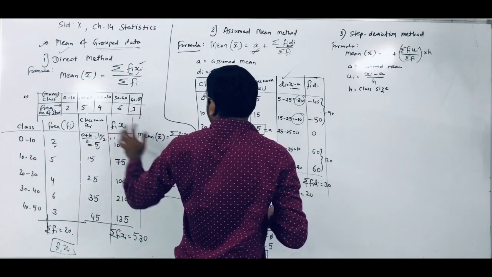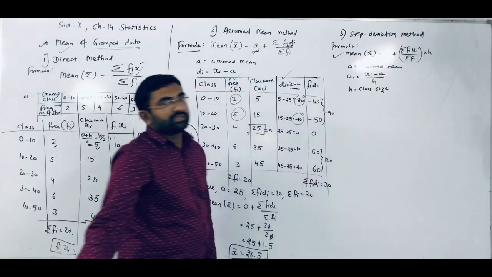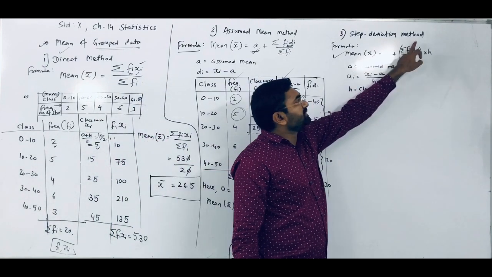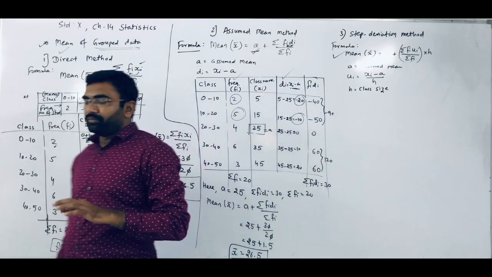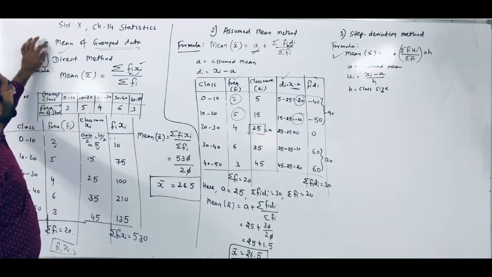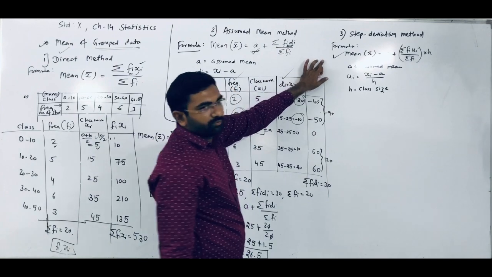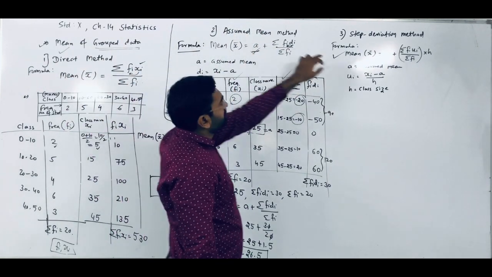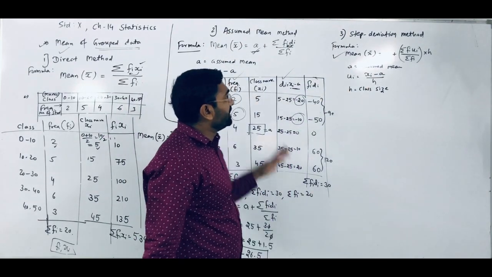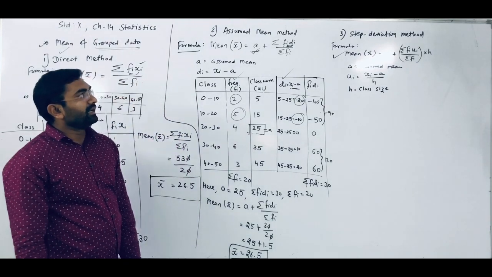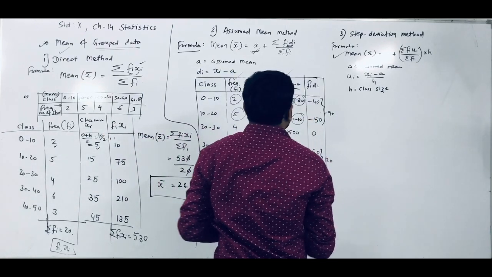Okay. Now for the same data we find the mean using the step deviation method. So that formula you have to remember. The step deviation formula is what? A plus sigma fi ui upon sigma fi into h. Now students, for the mean of grouped data, you have to write these 3 formulas 5 times, because it is very important. If you remember the formula, then you can solve the sums, right? After remembering that, you can solve any sums. Okay. So now for the same data we use the step deviation method and find the mean.